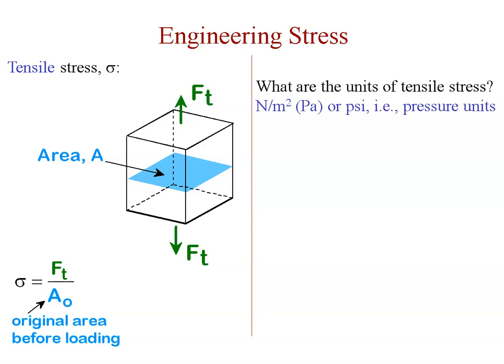The units are newtons per meter squared, which are pascals. In the English system, that's sometimes recorded as pounds per square inch. That is, they're the same units as pressure, a force divided by an area.